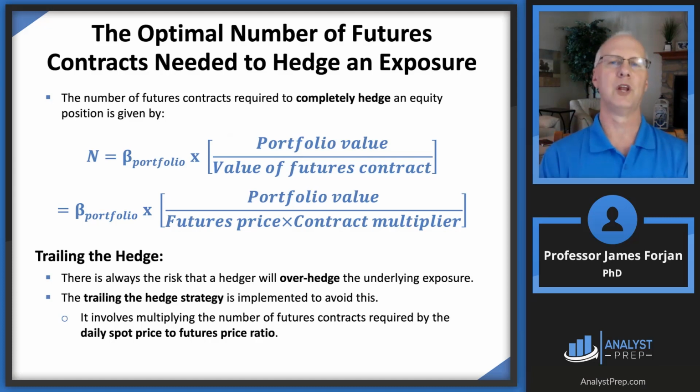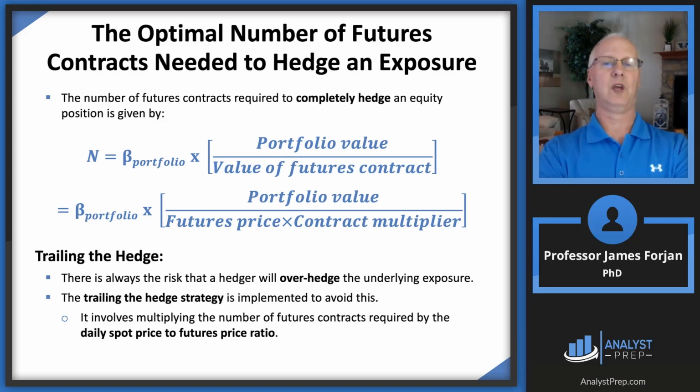Here's a good formula for the number of futures contracts that are needed to hedge. So that N over on the left-hand side of the equal sign stands for the number of futures contracts. And this is going to be for a complete hedge. What we're going to do is take the beta of the portfolio and multiply it by the portfolio value divided by the value of the futures contract. And remember, there might be a multiplier for an S&P 500 or some kind of a stock index futures contract.